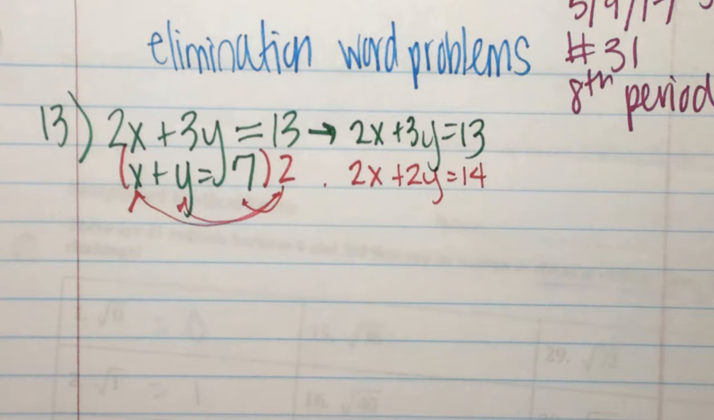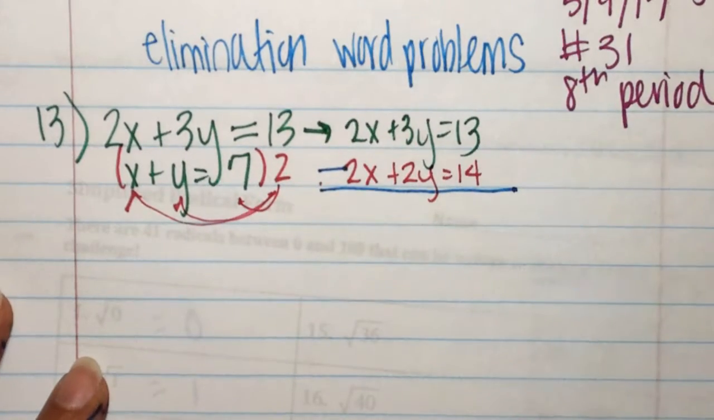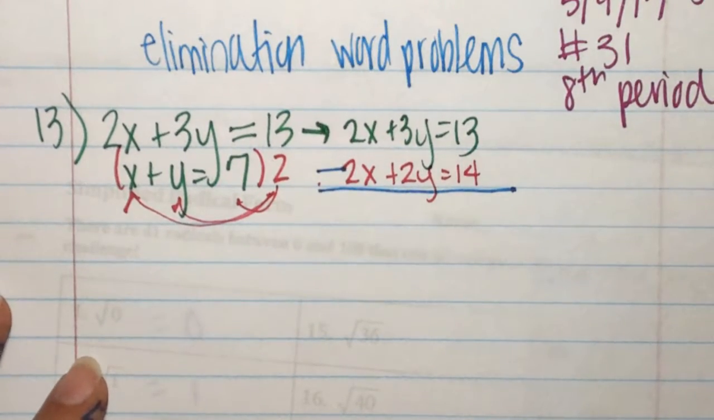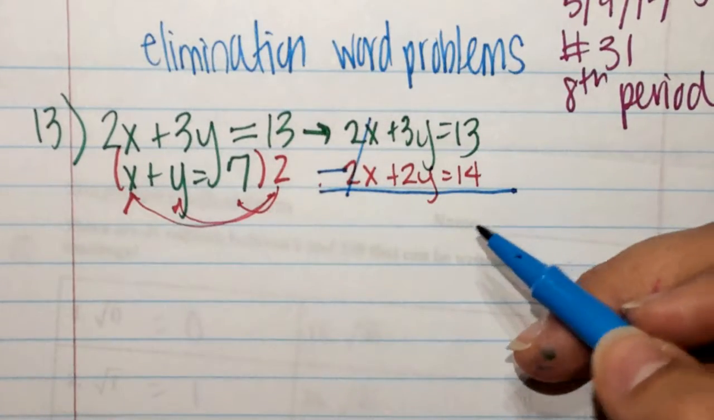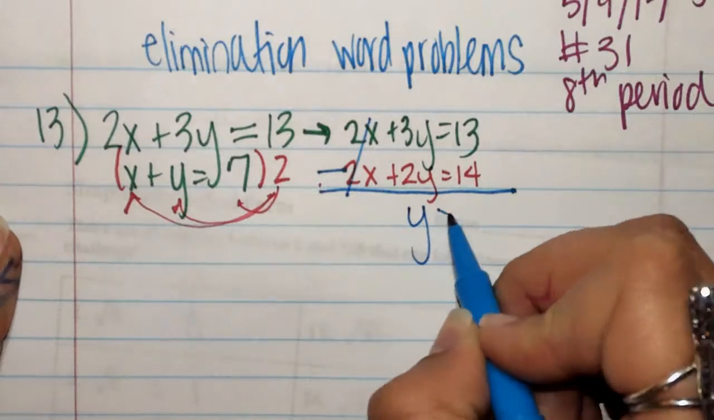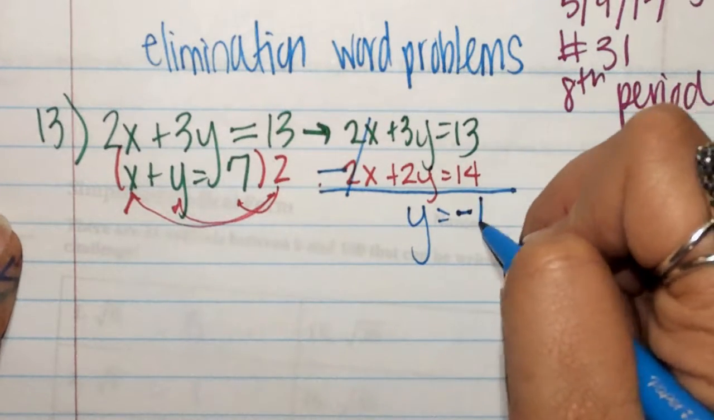Now, we're eliminating x. So are we going to add or subtract? Subtract, because those are the same sign. So 2x minus 2x cancels. 3y minus 2y gives us 1y. And 13 minus 14 gives us -1.